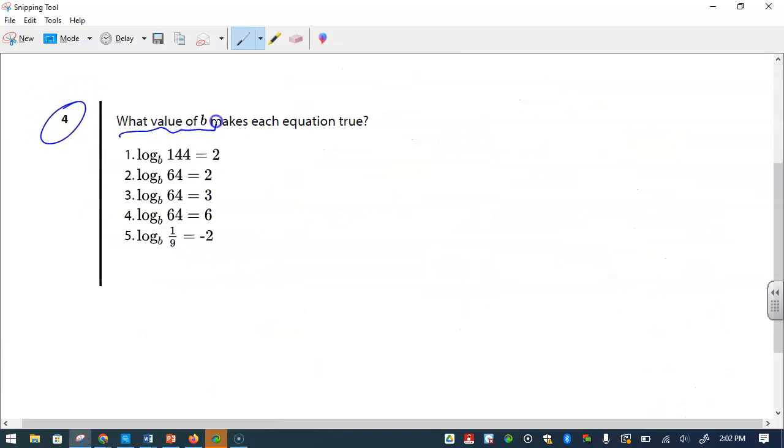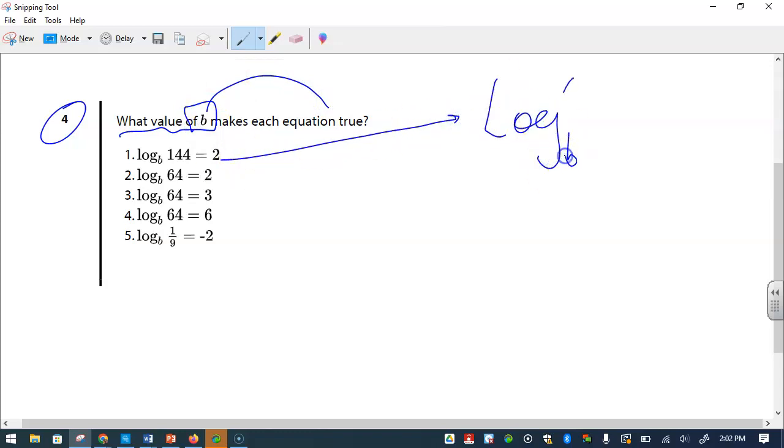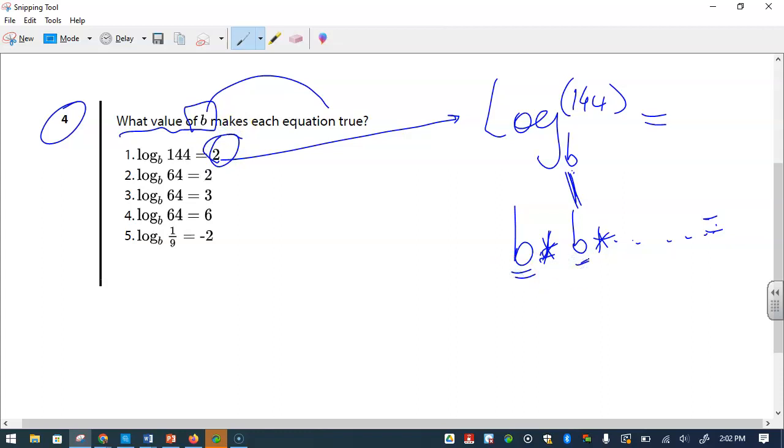Question number 4, what value of b makes the equation true? What you do is, let's say the first one, they gave us the logarithm form, right? So the question is, how many b's do you multiply? It's already told you the answer is given, so b has to be multiplied twice. What should that b be so that when you multiply, you get 144, and most of you know what that number is, right?